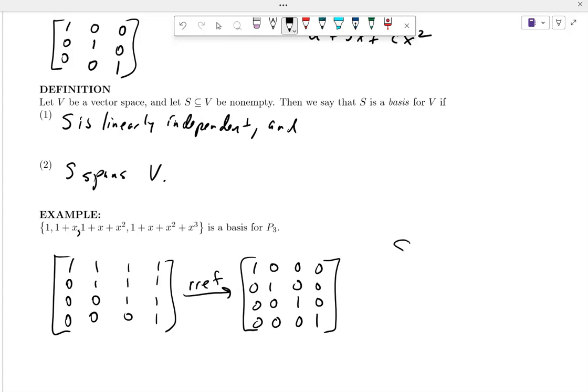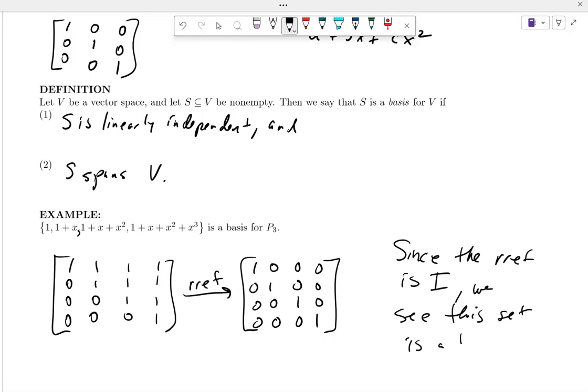So since the reduced row echelon form is the identity, we see that the set is a basis for P3. Is that okay? All right.